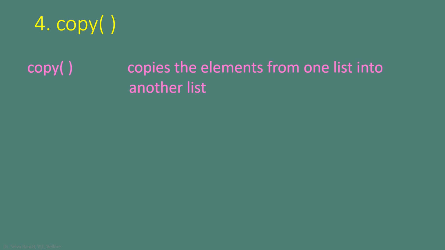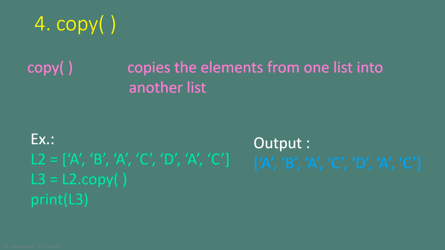Copy. This method copies the elements from one list into another list. For example, let's consider L2 with A, B, A, C, D, A, C. And if we want to copy all these elements into another list L3, then we can use L3 is equal to L2 dot copy of. Now all the elements will be copied into L3, and if we display L3, we will be having the same elements as L2.